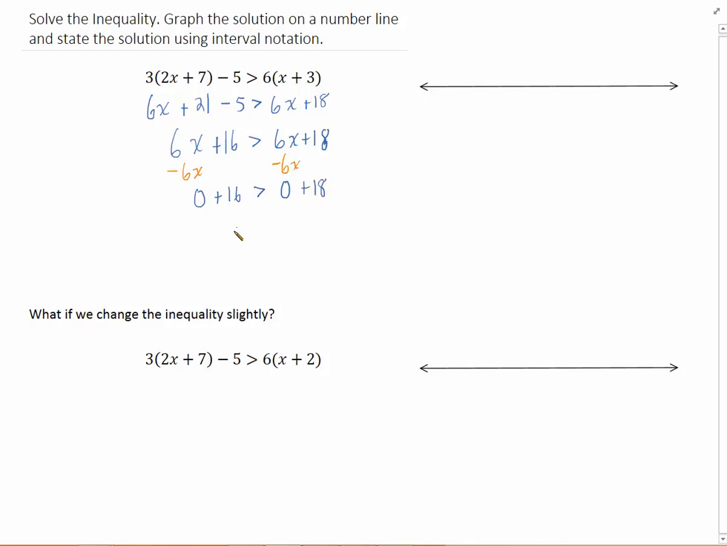Now 0 plus 16 is 16, and 0 plus 18 is 18. And we have now the statement that 16 is greater than 18. But 16 is not greater than 18. This is what's called a contradiction.